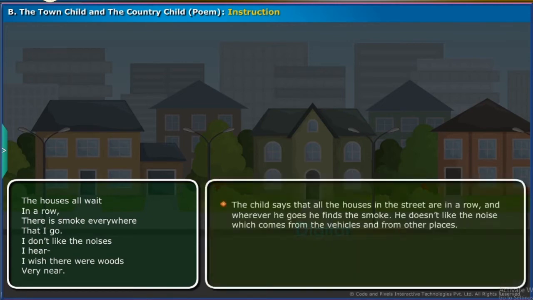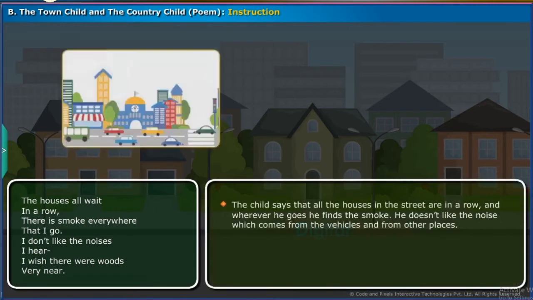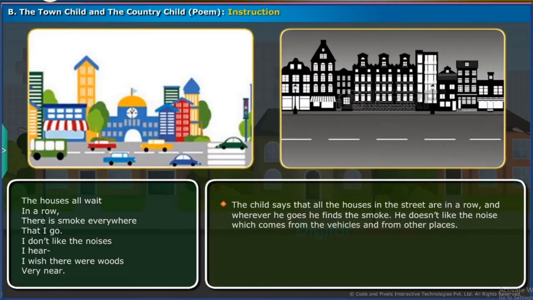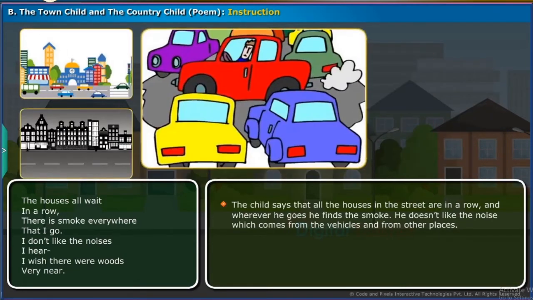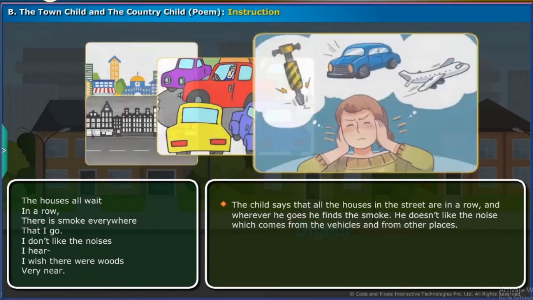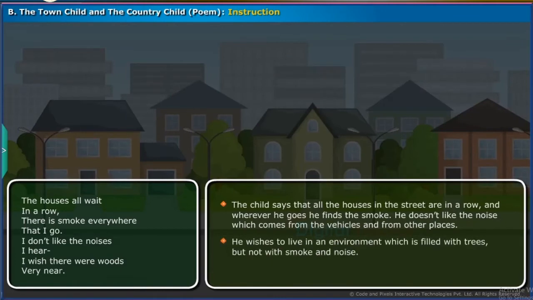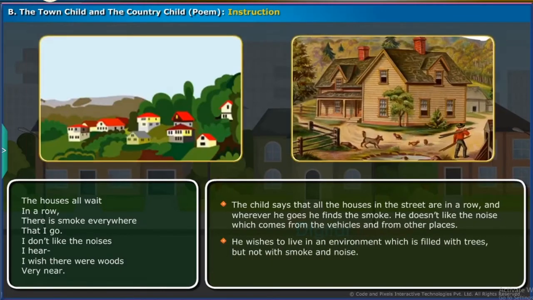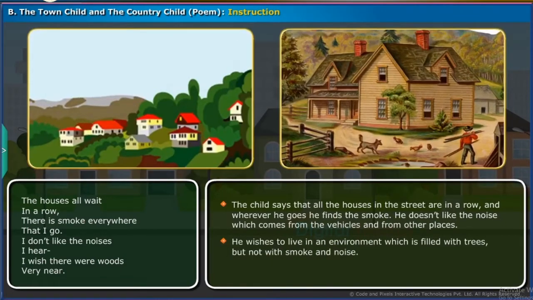The child says that all the houses in the street are in a row, and wherever he goes, he finds the smoke. He doesn't like the noise which comes from the vehicles and from other places. He wishes to live in an environment which is filled with trees, but not with smoke and noise.